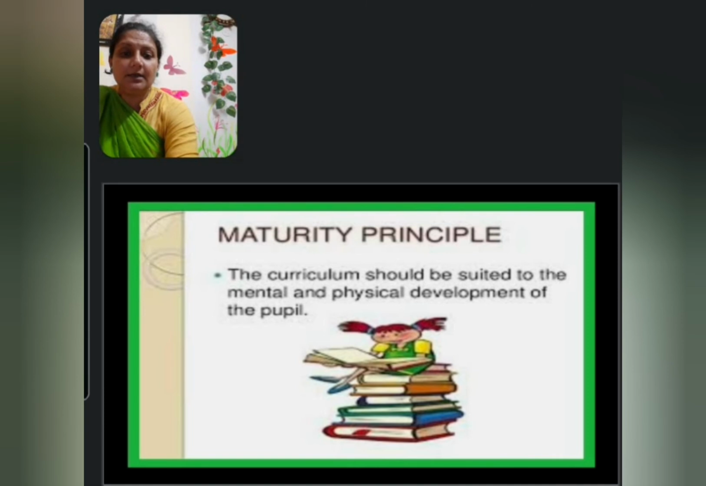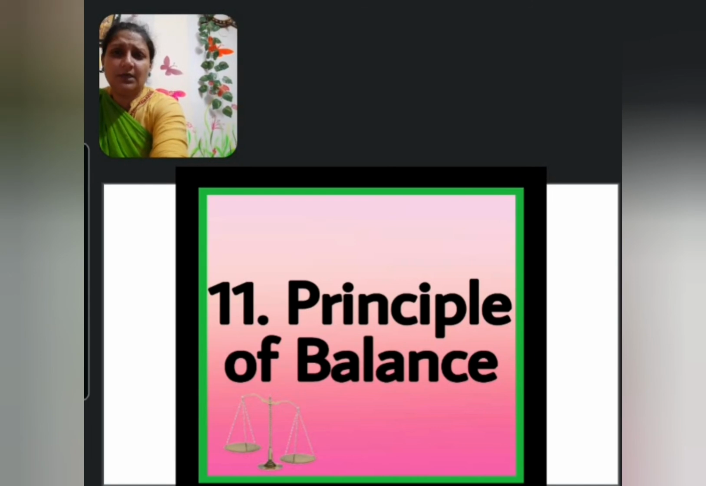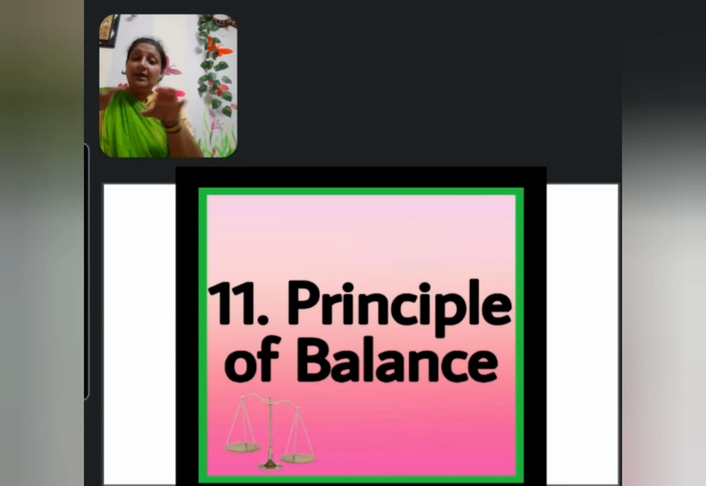Okay, then let's move to the 11th principle of the construction of curriculum in social science, that is the principle of balance. By the name only, we can come to know that it should be balanced, mostly in the school or in the teaching institution. Girl students will be there, boy students will be there. So there should be equality in the curriculum.